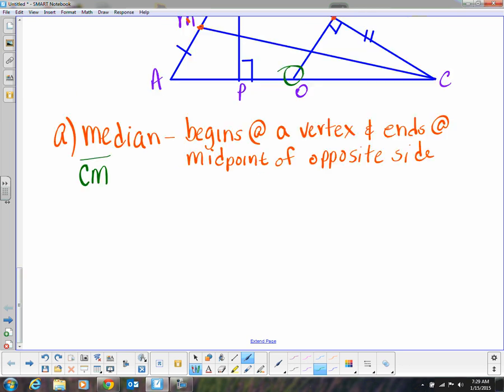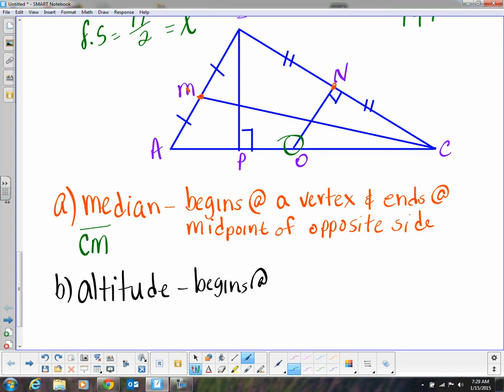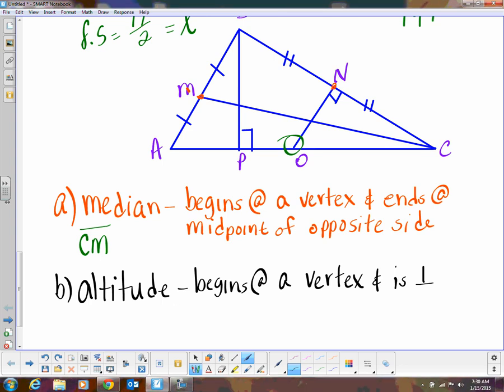Okay, part B then asks for an altitude. So let's review an altitude. Again, an altitude begins at a vertex. And what is its relationship? Perpendicular. Just perpendicular, doesn't have to bisect. To the line containing the opposite side. We have to say that in case it's obtuse.